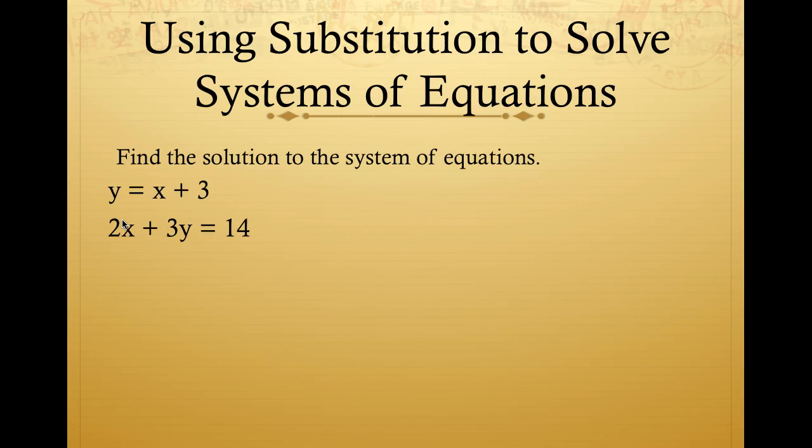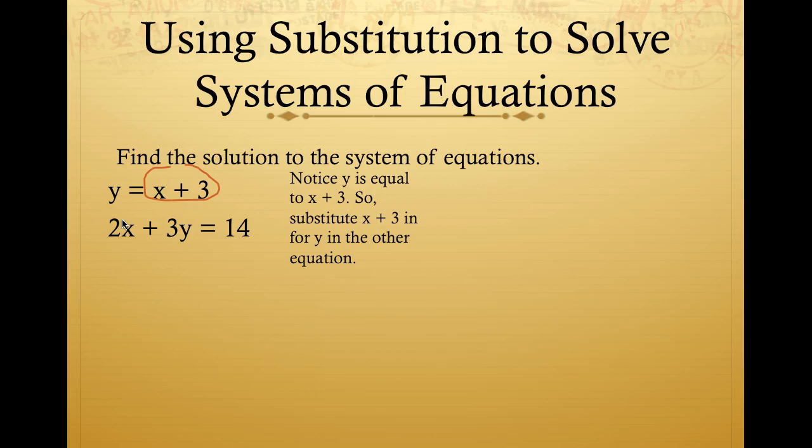Let's try a different one. In this case, both equations are not equal to y. But I do know that x plus 3 is equal to y, so I can substitute x plus 3 in for y into the other equation. When I do that, my new equation looks like this. And then our goal is to solve for x.